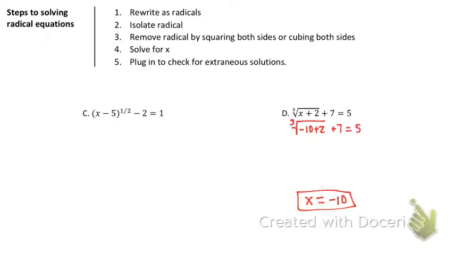So negative 10 plus 2, so the cube root of negative 8 plus 7 on the outside equals 5. And the cube root of negative 8, if you throw that in your calculator, it actually gives you negative 2. Or in other words, what number multiplied by itself 3 times gives you negative 8, and that answer is negative 2. Negative 2 plus 7. And negative 2 plus 7 is 5, which equals 5. And this is a true statement. Therefore, this is a correct solution.